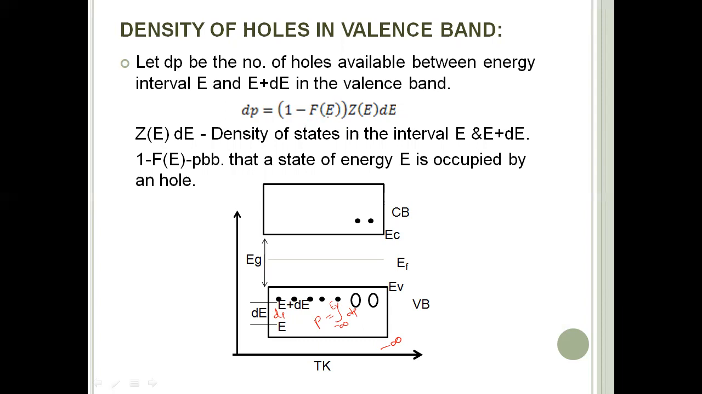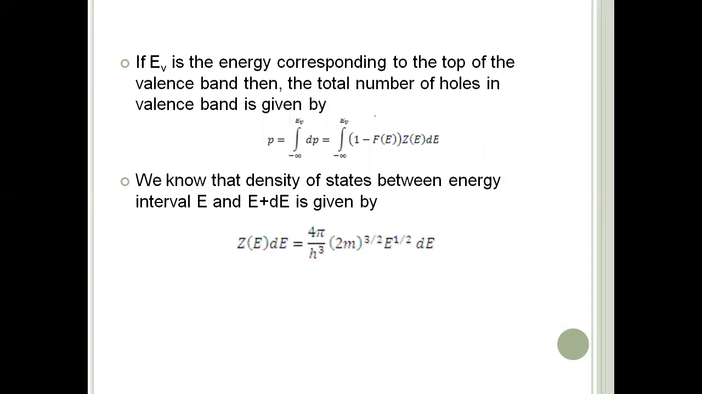Why have we taken 1 − f(E)? Because f(E) gives the probability for a state to be filled with an electron. Then 1 − f(E) gives the probability of not being filled by an electron, which is nothing but being occupied by a hole. So 1 − f(E) gives the probability that a state of energy E is occupied by a hole, and Z(E) dE is the density of states. Again, taking these formulas and integrating from minus infinity to Ev, you will get the total number of holes in the valence band.